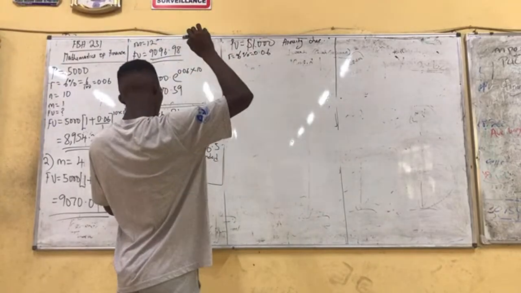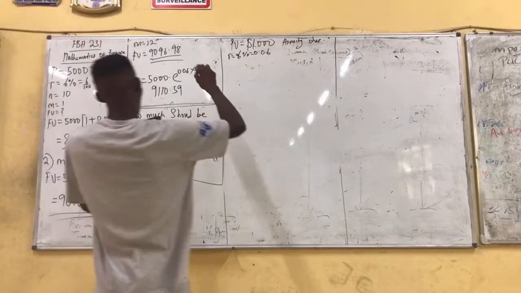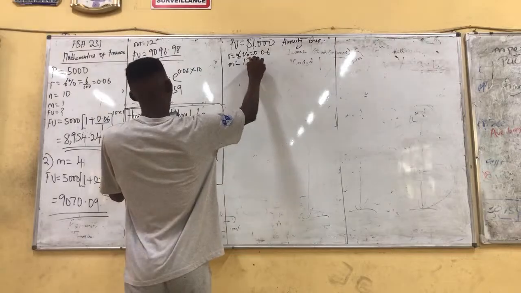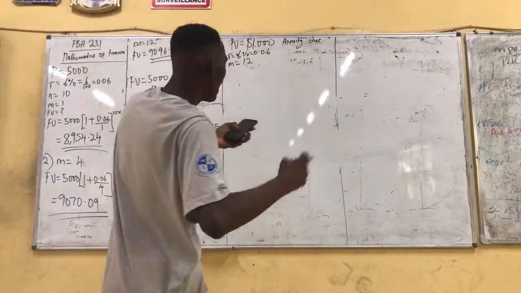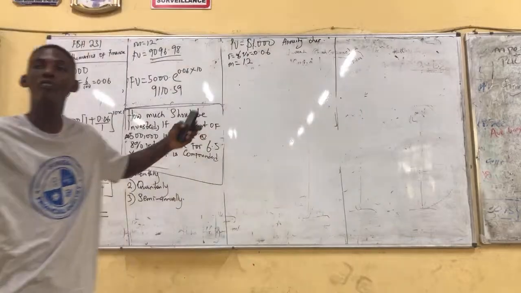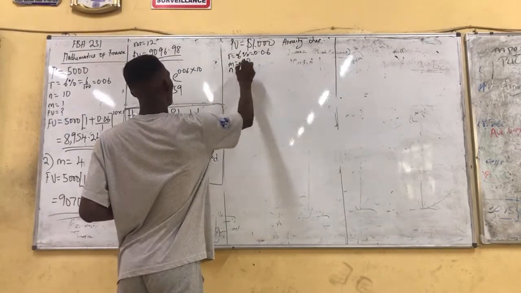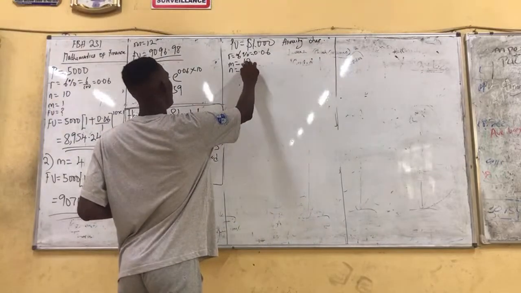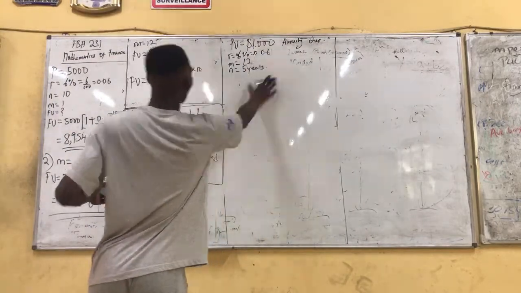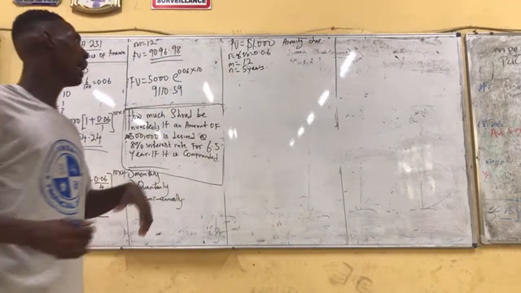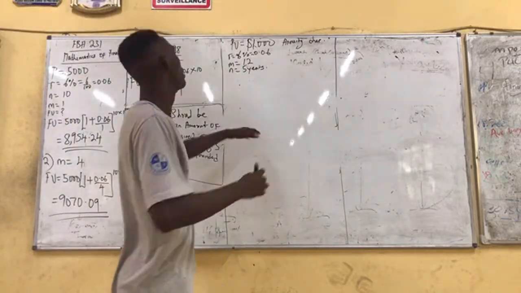0.06, compounded monthly, so we got 12. What will be the accumulated value, that is the sum of everything, at the end of 5 years? Once you can analyze it this way, then you know what to do. Once you are able to break it down like this, the calculator will do the rest. And for those solving manually, this is how it goes.